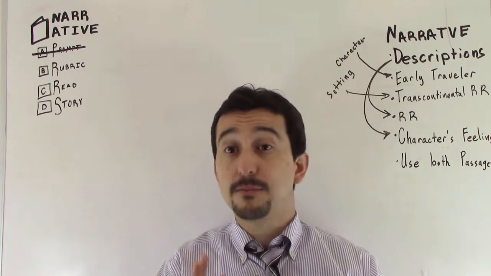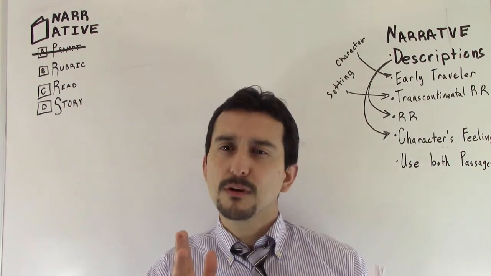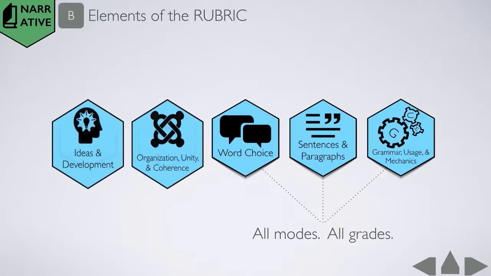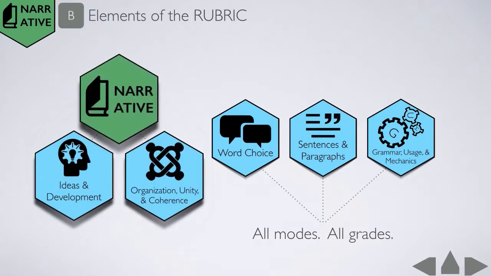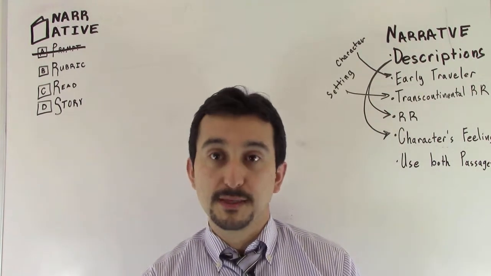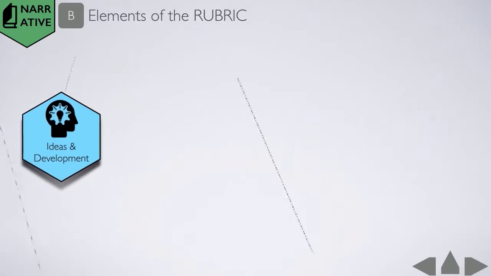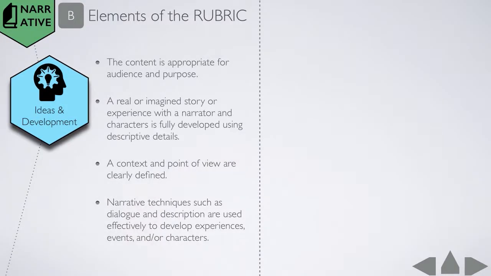Because they are the same for both grade levels and for all 3 writing modes that can be assessed, we're going to focus just on ideas and development and organization, unity, and coherence in order to break it up and make it more manageable, more digestible. Now the first thing you're going to want to do with your department is look at the rubric, what it says for ideas and development, and make sure you have a clear understanding of what is being assessed.